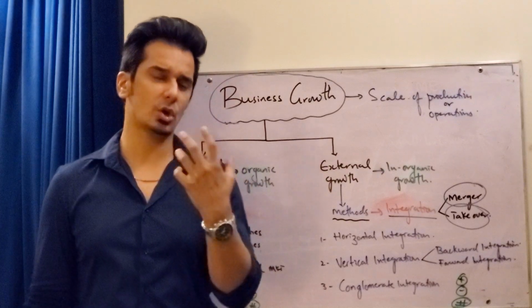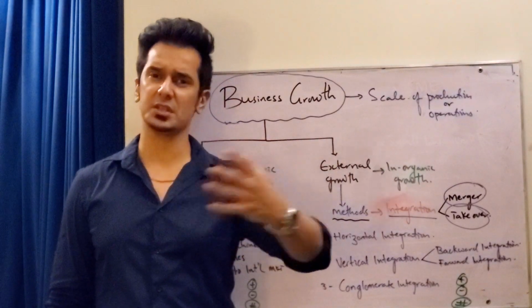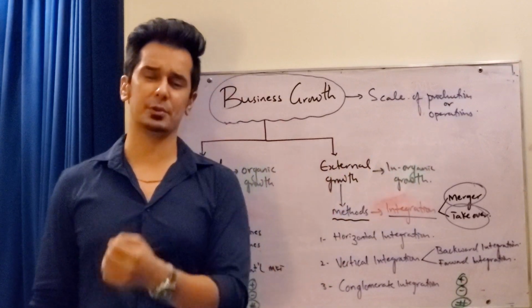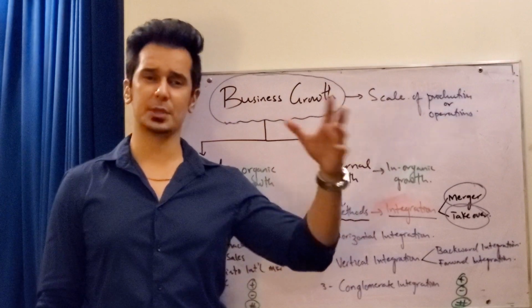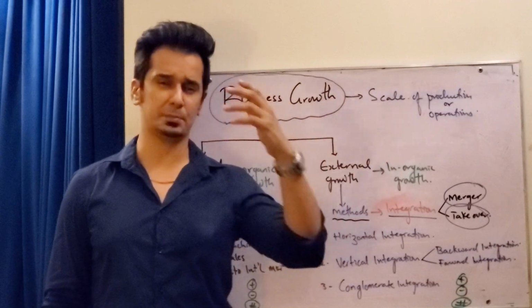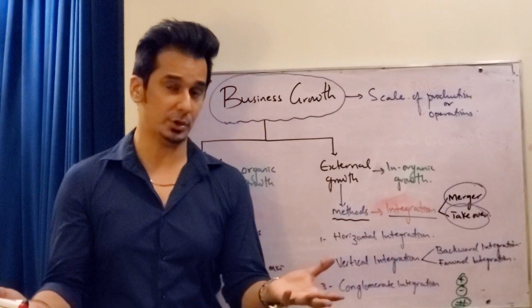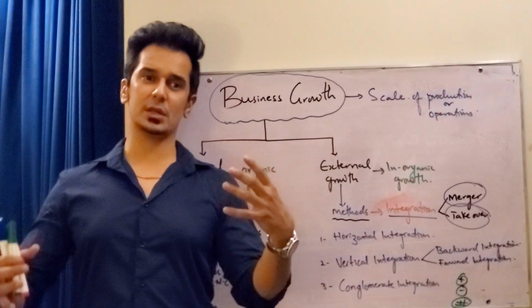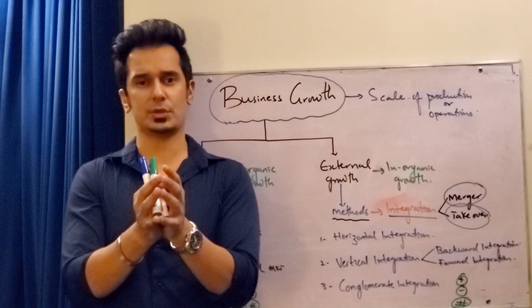The word conglomerate is also used for organizations that produce a diversified range of products. Let's take an example of Unilever. It produces soap, shampoos, ice cream, tea, so many things. So it's a huge conglomerate with a diversified range of products. So conglomerate integration occurs when two firms that produce entirely different things integrate together.